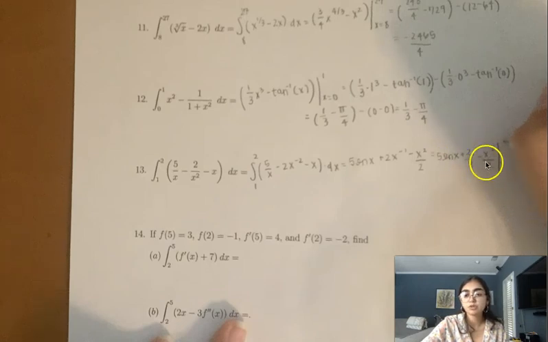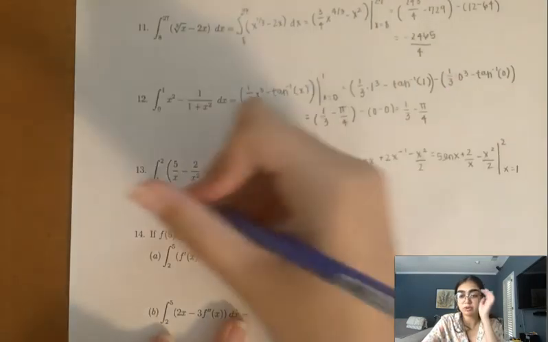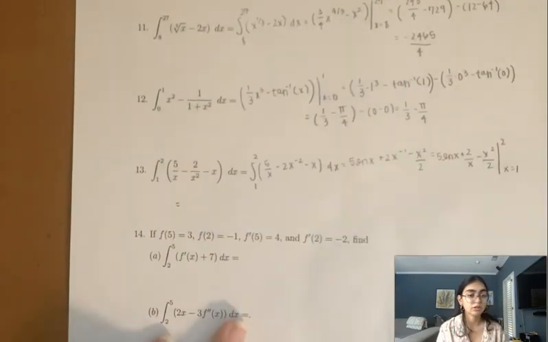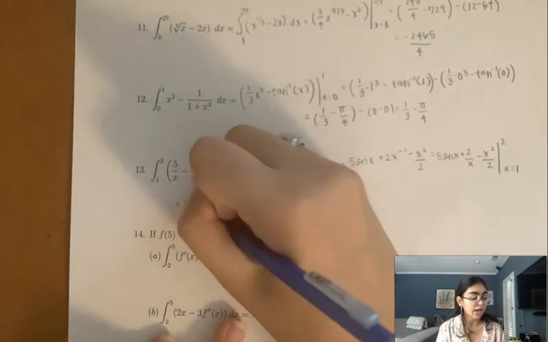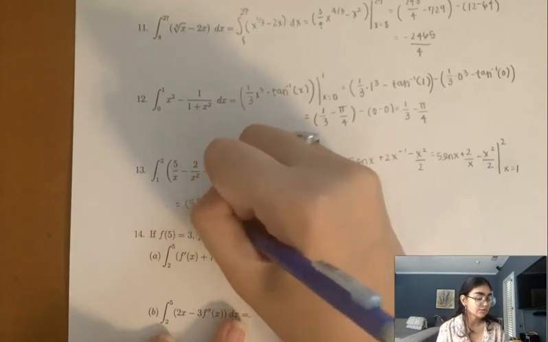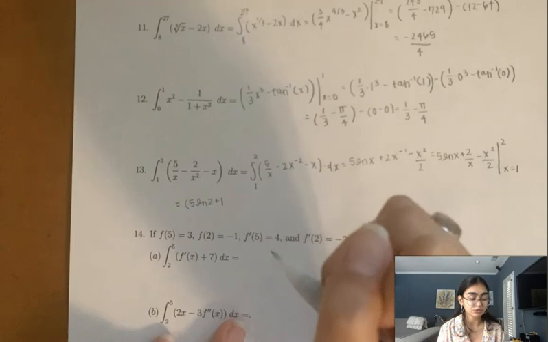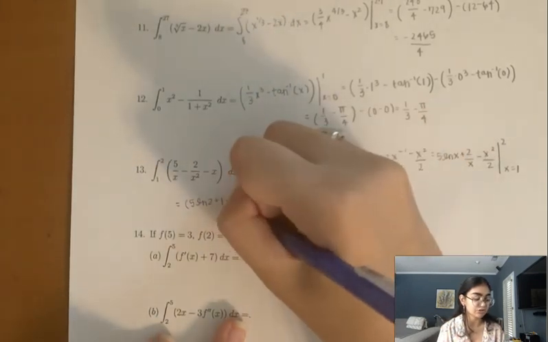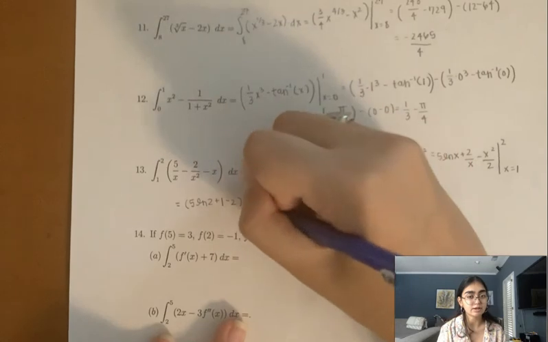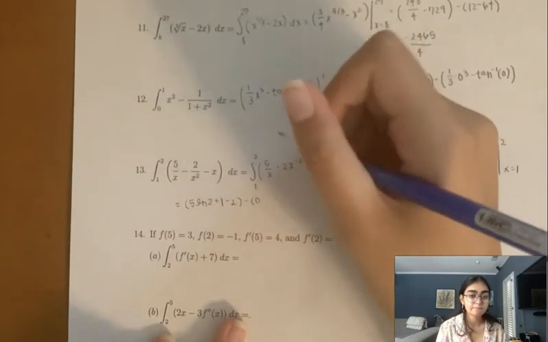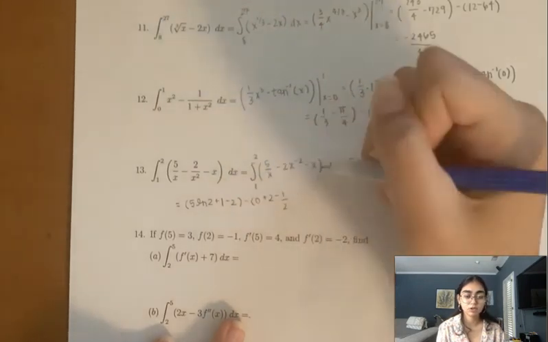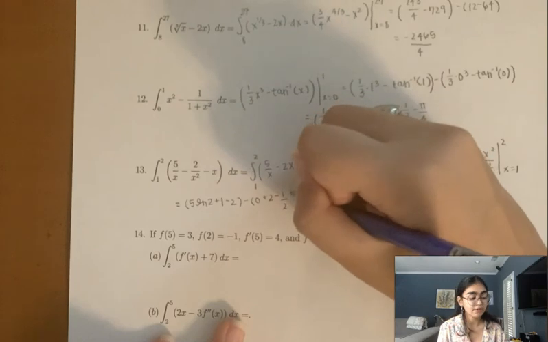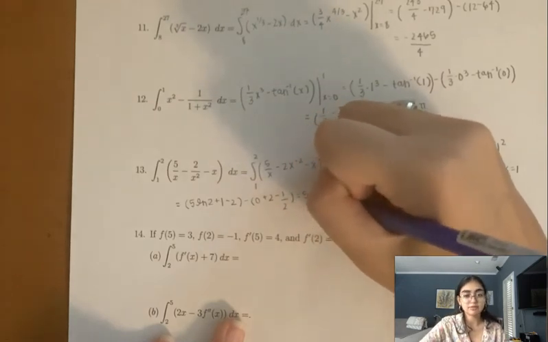And I went ahead and just rewrote 2x to the negative 1 as 2 over x, just to make it easier when I do some math. So we're going to get 5 ln 2 plus 1 minus 2 as our top, minus 5 ln 1. ln 1 is equal to 0, so we can just replace that first term with 0, plus 2 minus 1/2. Which gives us a final answer of 5 ln 2 minus 5/2.